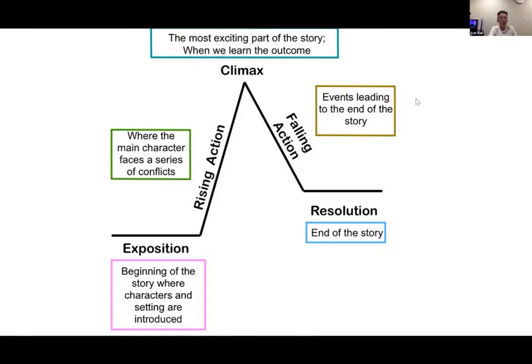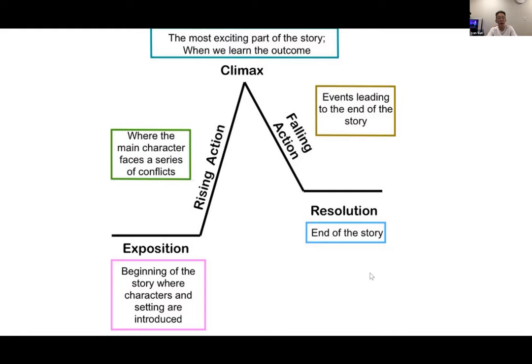In the rising action, this is when the character faces a series of conflicts. This is when the story is moving along and building up towards the climax. The climax generally, in this form of a plot diagram, is the most interesting part of the story. Here we start to uncover the outcome of the story, and the problem or main conflict starts to have a resolution in sight.